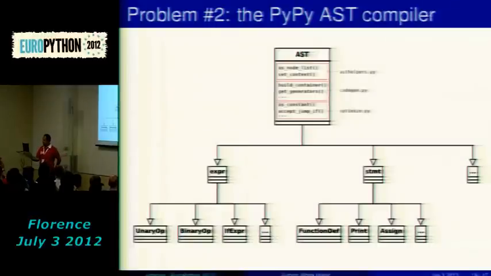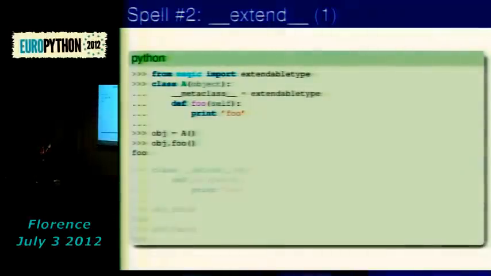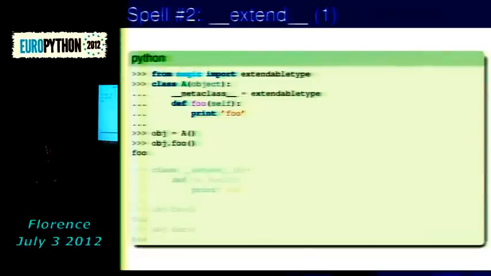So what can we do? This is another magical thing, and it's really stolen from the PyPy source code. It's a metaclass called extendable type. What you do is create your base class. You set this metaclass. You write your methods, and it works as expected. You instantiate it, you call the method, and it works.